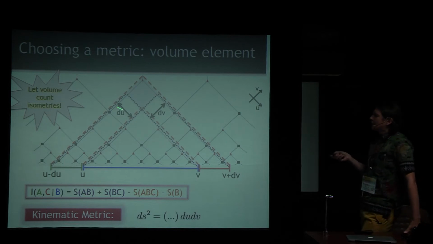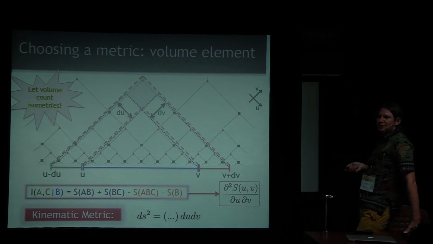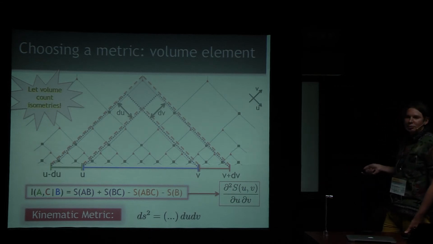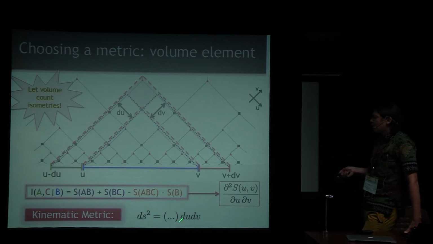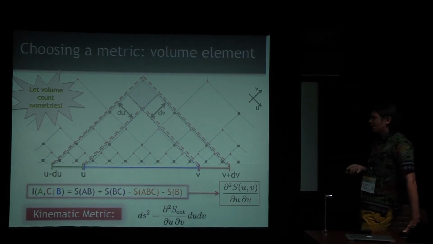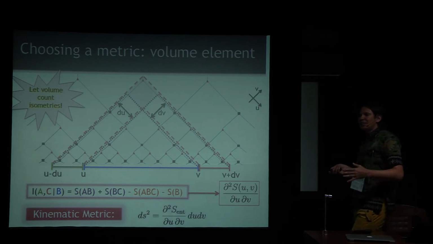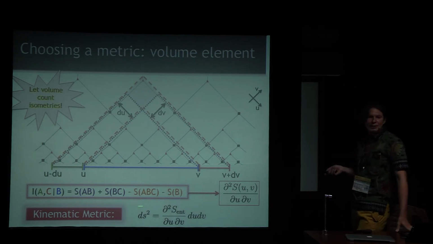Now, as soon as I said that the size of this little square is going to be du dv, I know what the coordinates of these points are. And now I can apply that to my definition of conditional mutual information, and I will discover that it becomes simply the second partial derivative of the entanglement entropy with respect to both endpoints. And this is the object that I will promote to be the volume form in the kinematic metric that I'm constructing. So this is the kinematic metric, and the first part of our strategy, constructing a metric that captures the structure of MERA, is now done.